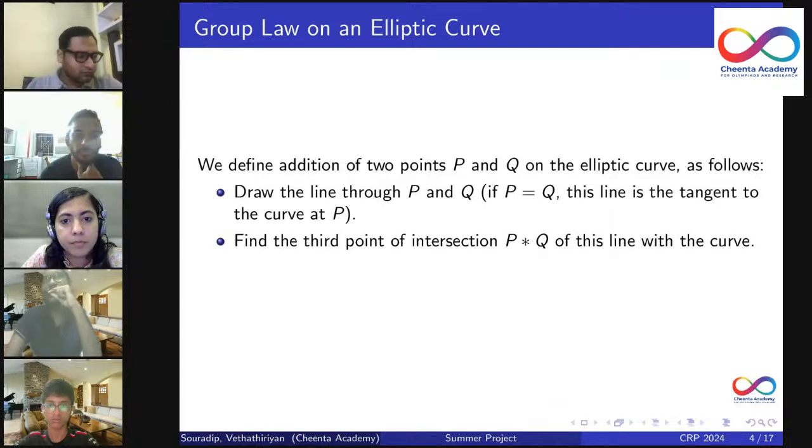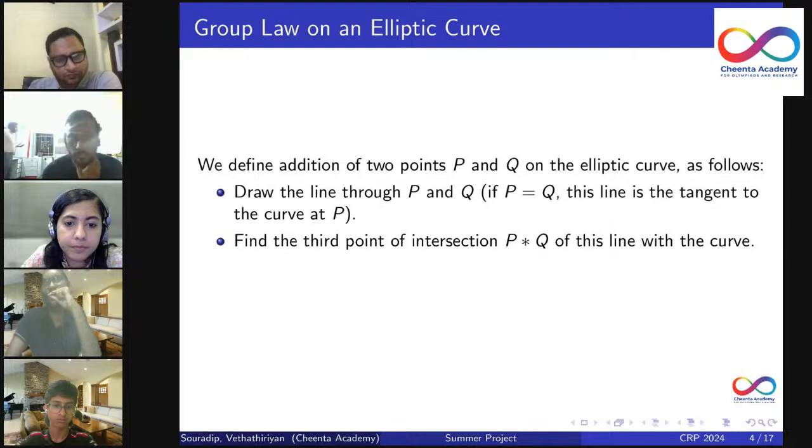First, we choose any 2 points P and Q on the curve. They need not be distinct, they could be equal as well. Then we draw a line joining those 2 points. And if the points are chosen to be equal, then the line will just be a tangent to the curve at P.